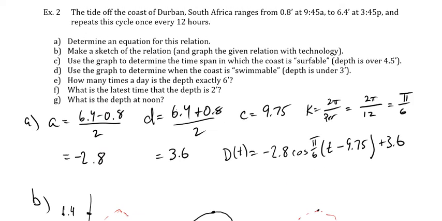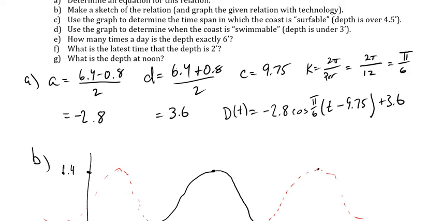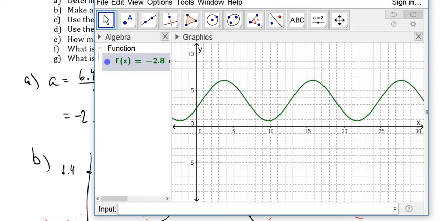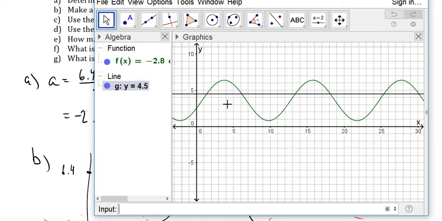All right. C, use the graph, technology graph, to determine the time span in which the coast is surfable. So the coast is surfable at a depth of over 4.5 feet. So just watch. Here's how I'm going to do this. I'm going to put a little line, y equals 4.5. It's going to give me a horizontal line. And then what I can do with this software is I can click and find these points.